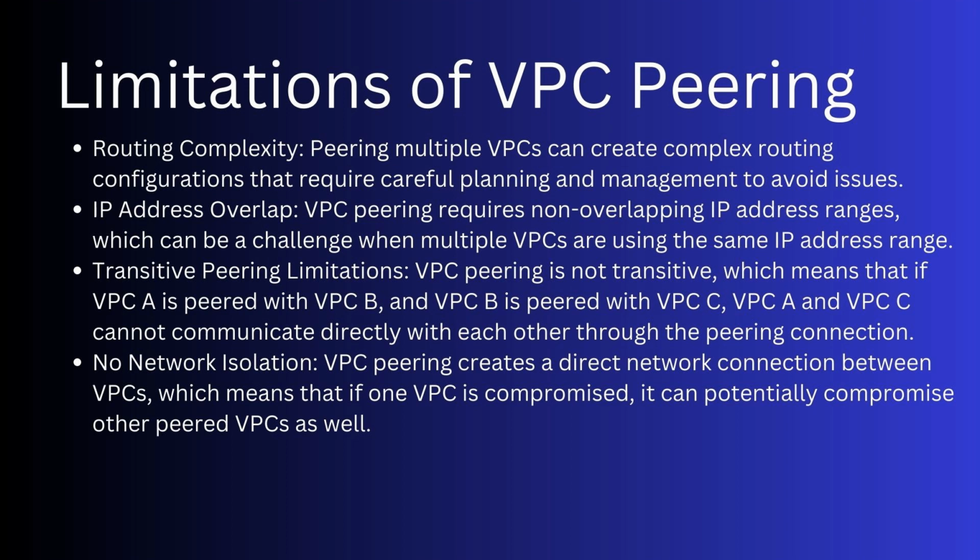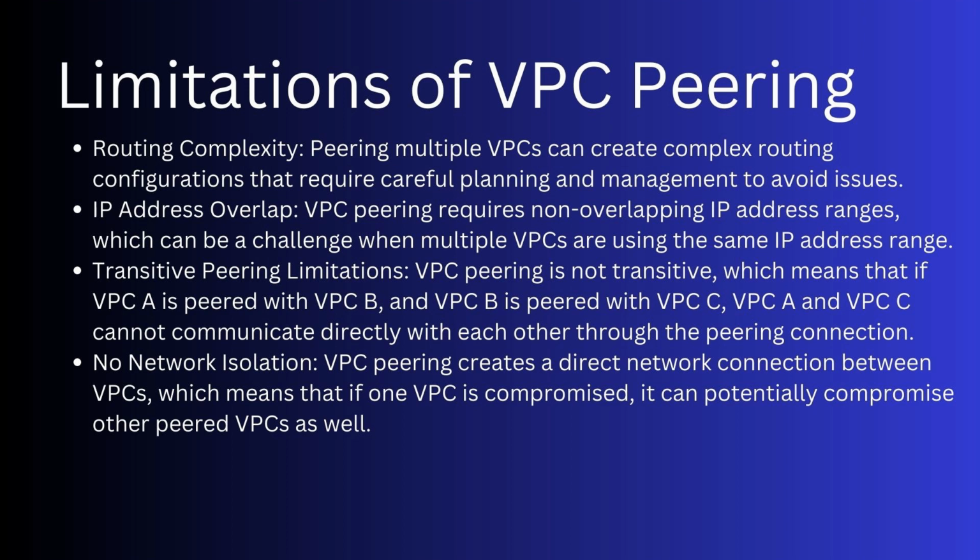Next, let's also look at some of the things that we cannot do with the help of VPC peering. Routing complexity: peering multiple VPCs can create complex routing configurations that require careful planning and management to avoid issues. IP address overlap: VPC peering requires non-overlapping IP address ranges, which can be a challenge when multiple VPCs are using the same IP address range.